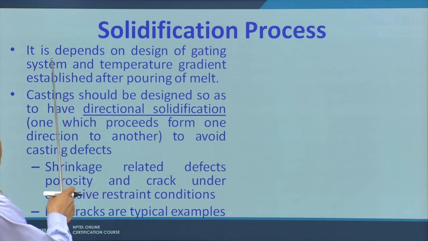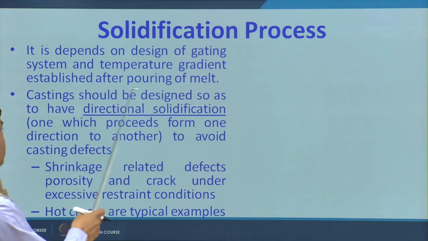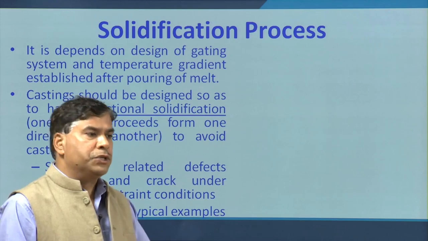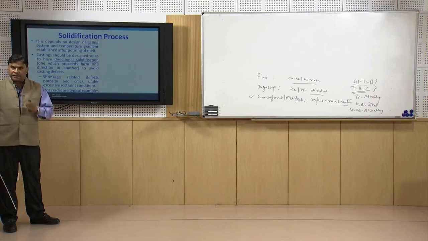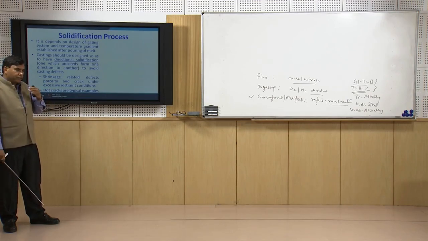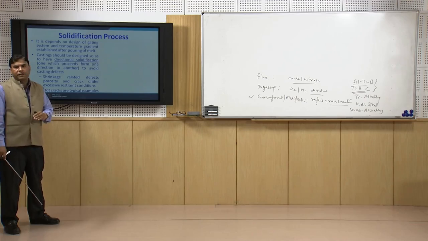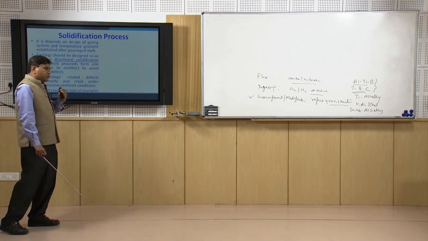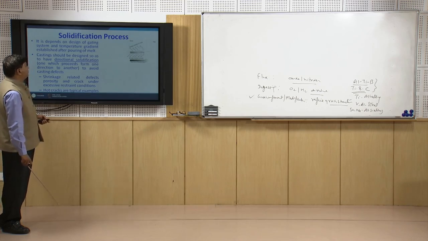So, proper solidification, meaning directional solidification, depends on the design of the gating system and the temperature gradient established after pouring of the molten metal. Efforts are always made to locate the riser as well as use the chills if required in such a way that the suitable temperature gradient is established, so that directional solidification can be achieved, wherein solidification begins from one end, completes at another end, and progresses in one direction. So, all the issues related with the shrinkage and hard cracks can be taken care of.